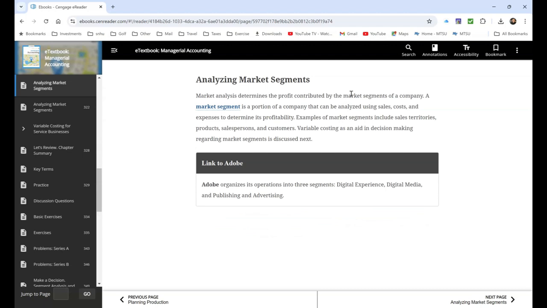Another use of this, of course, is to analyze market segments. You want to analyze by customer, by geographic area, and by product. What this is going to entail is that you look at all of the components here, not only the cost of production, but also the cost of distribution and the cost of advertisement. So you want to determine what it costs you in true cost and what your profitability is.